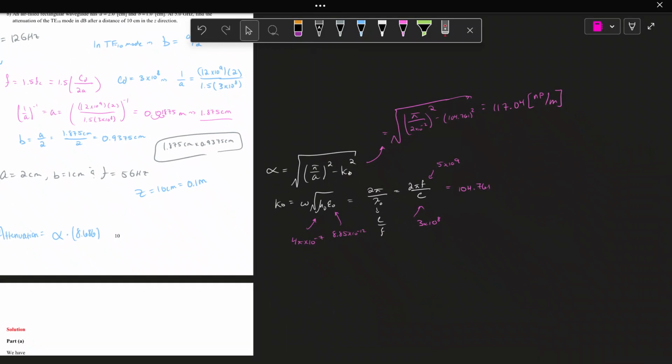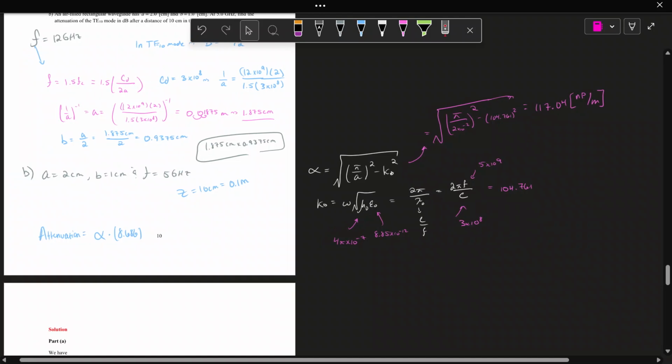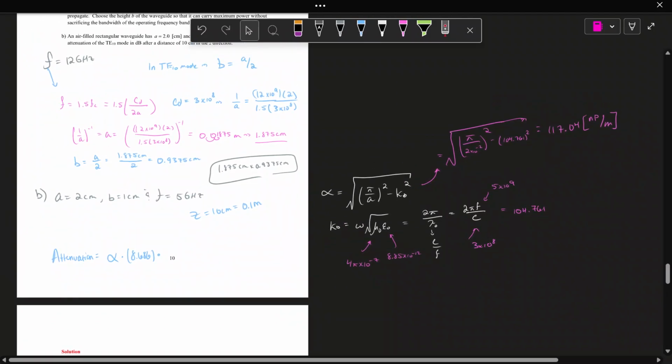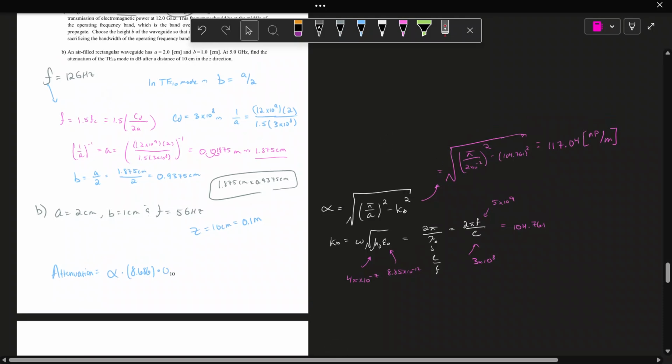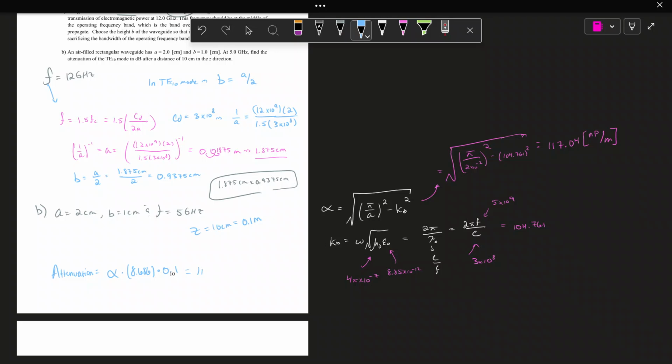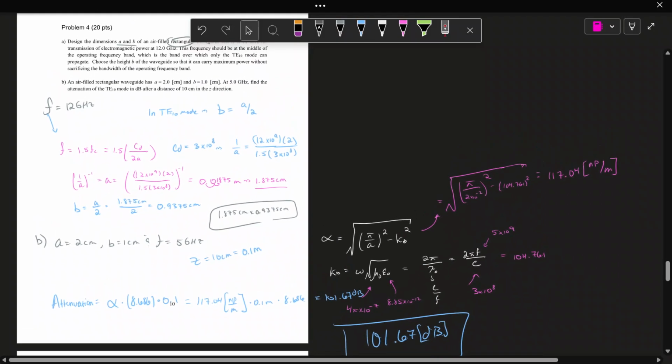If we want to get rid of that per meter, we need to multiply by some meters, right? Because 8.686 turns Nepers to dB. To get rid of meters in the denominator, we need to multiply by meters, and we're given 10 centimeters, which is 0.1. And so what we do is plug that in, 117.04 Nepers per meter times 0.1 meters times 8.686. And now what we get is 101.67 dB. Write it down here a little bigger. And that is our answer for the attenuation at 10 centimeters in the z direction. That's how you do this type of problem.